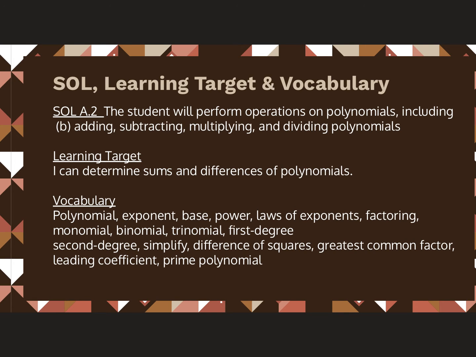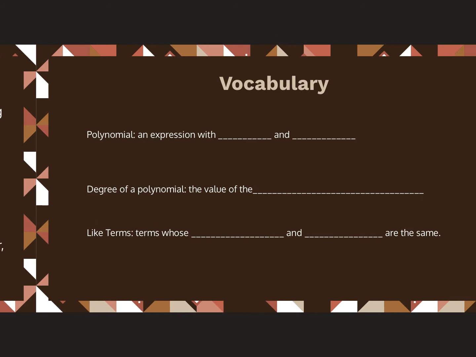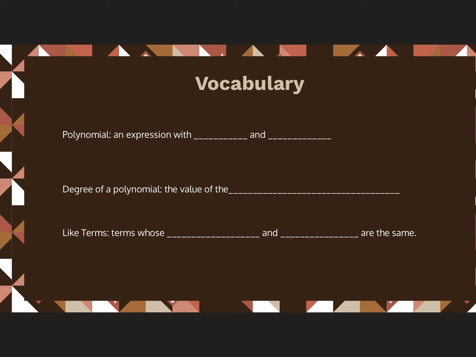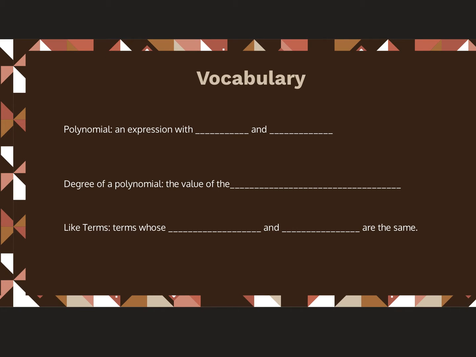And then, of course, our key vocabulary we'll be using. All right, so the first thing we'll look at is polynomial. A polynomial is an expression with variables and numbers. We can say 2a to the fourth plus 2b squared plus 7ab plus c, for example, is an example of a polynomial. All right.